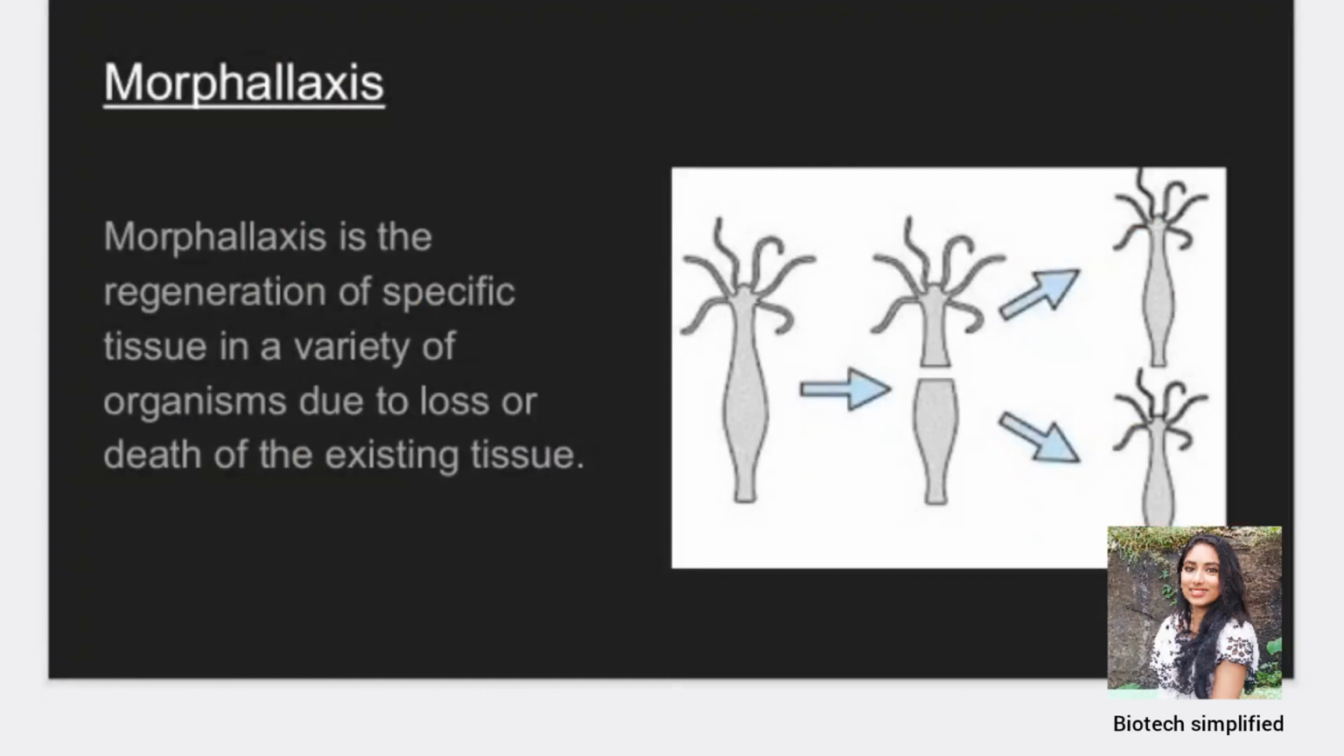Now let's discuss what morphallaxis is. In this regeneration, the missing organ is restored by cellular organization, repatterning, and remodeling. The most common example of morphallaxis is Hydra. You must be familiar with the structure of a Hydra. A Hydra has a head, body, and a foot. The head region has tentacles as well as a hypostome.